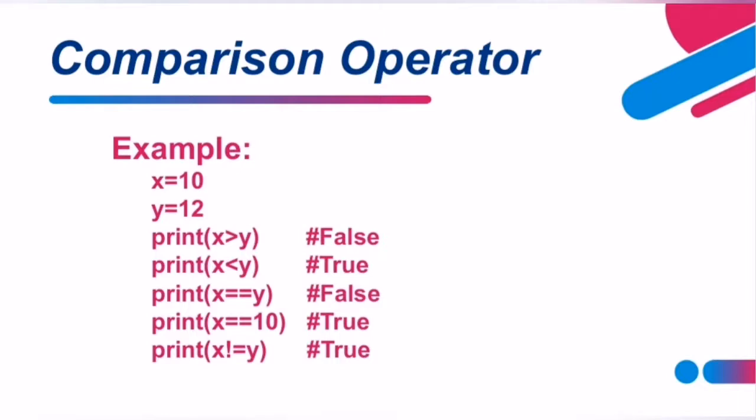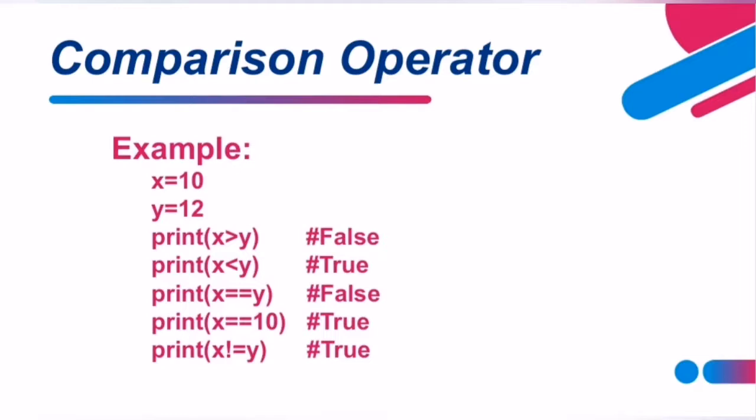Examples of comparison operators. Here you can see x and y, where the value of x equals 10 and the value of y equals 12. In the first two statements you can see print x greater than y and print x less than y. Print x greater than y is false because x is not greater than y; 10 is less than 12, not greater than 12. That's why it's false.